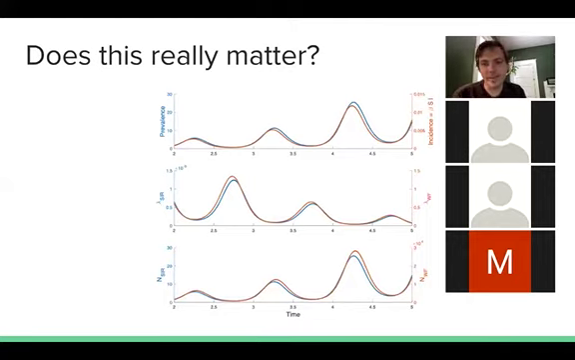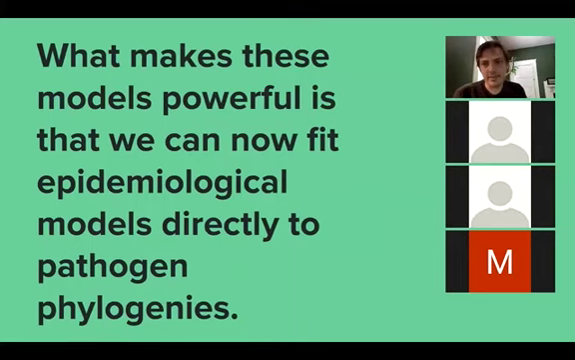We can not only estimate how the number of infected individuals is changing over time, but we can also estimate other important epidemiological parameters from pathogen phylogenies, as we'll see. So really, what makes these coalescent type SIR models so powerful and important in molecular epidemiology is that they give us the power to fit any given epidemiological model directly to pathogen sequence data via a phylogenetic tree. And in the rest of the lecture, we'll generalize the model that we just looked at to allow for any given SIR type model to be fit to a phylogeny.